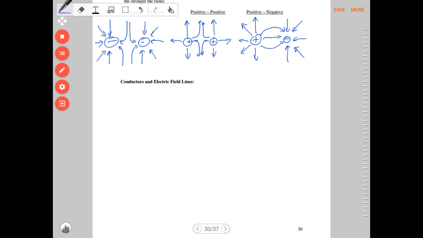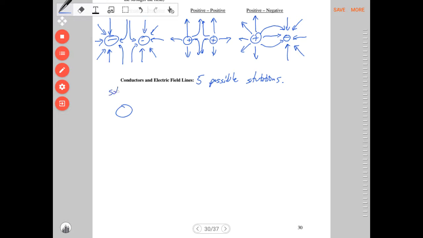All right, so let's talk about conductors and electric field lines. Now, we've talked about this before, but just in terms of the electric force on objects. Let's talk about it in terms of electric fields. There are 5 possible scenarios. The first one is if you have a solid conductor. Let's just draw kind of a circle here. So a solid conductor. What happens with a solid conductor?